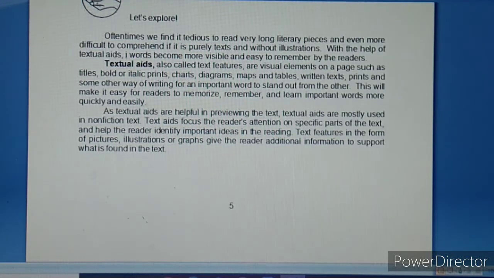This will make it easy for readers to memorize, remember, and learn important words more quickly and easily. As textual aids are helpful in previewing the text, they are mostly used in non-fiction text. Textual aids focus the reader's attention on specific parts of the text and help the reader identify important ideas in the reading. Text features in the form of pictures, illustrations, or graphs give the reader additional information to support what is found in the text.